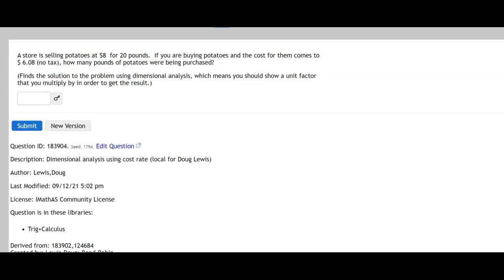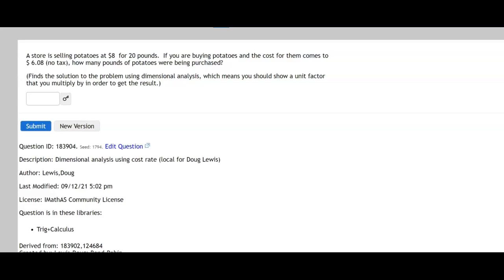So we're going to have to show a unit factor that you multiply by in order to get the result. We are basically taking this $6.08, the cost of those potatoes, and converting that to pounds. Dimensional analysis says to use a rate. Now this is not a unit rate, but $8 for 20 pounds is a rate because it compares the unit of dollars to the unit of pounds. Two different units constitute a rate.